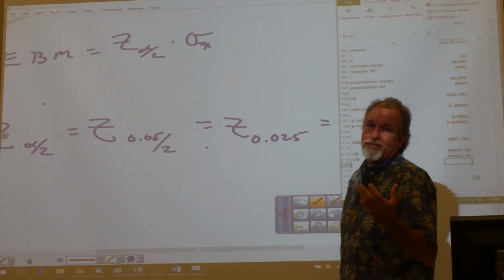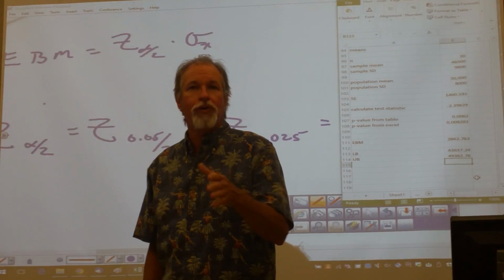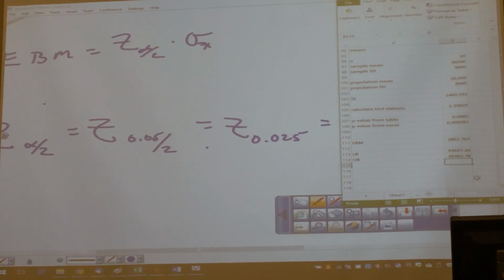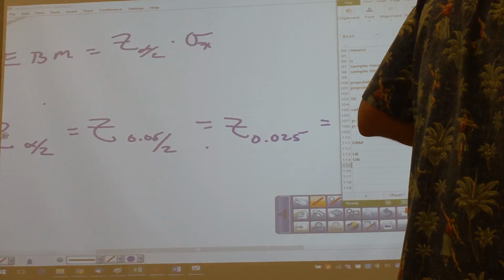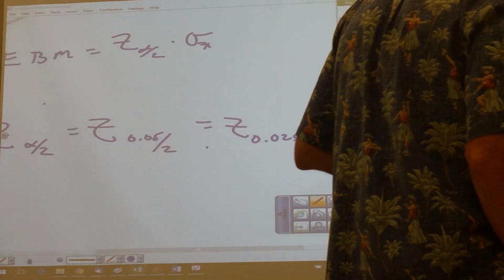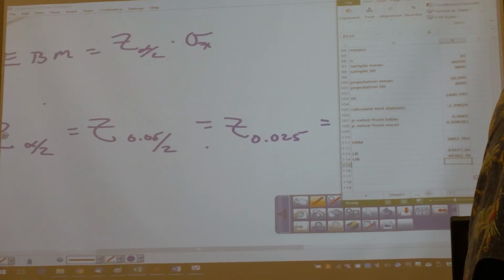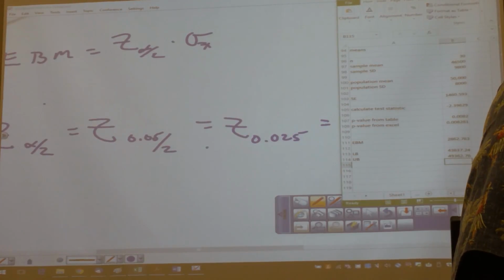And again, part of your answers is, don't overly freak out if your answers are slightly off. Because you saw, depending on whether I used Excel or the table, I got slightly different p-values. You can sort of see, depending on how I round, it can vary my answers slightly. I got it! Yay!